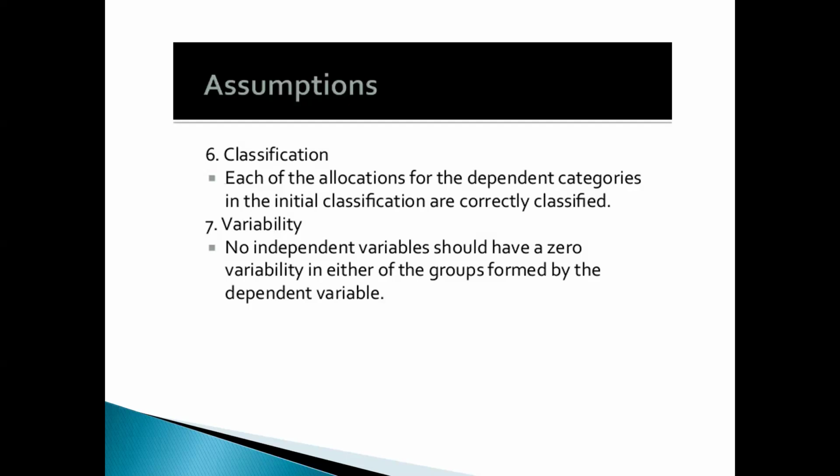And variability should be there. No independent variable should have a zero variability. It means at least some variable, the observation should not be constant on any of the independent variables in either of the groups formed by the dependent variable. So a little bit of variability should be there, and we expect that the variability among all the groups is similar.